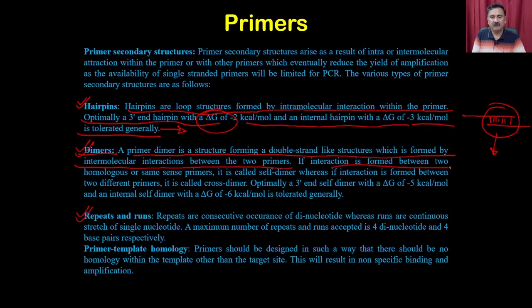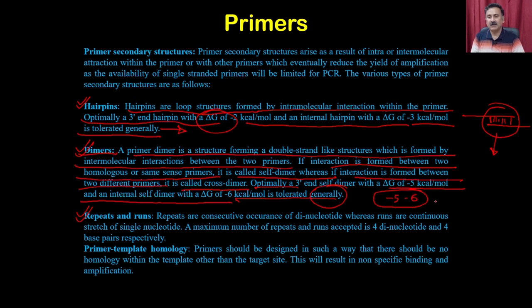So if the interaction is formed between two homologous or same sense primers, it is called a self-dimer. Whereas if the interaction is formed between the two different primers, it is called a cross-dimer or heterodimer. Optimally, a delta G of minus 5 kilocalorie for a 3' end self-dimer, or minus 6 kilocalorie for an internal self-dimer, is tolerated. So if it has a minus 5 to minus 6 free energy kilocalorie per mole, it can be broken down when you increase the temperature.